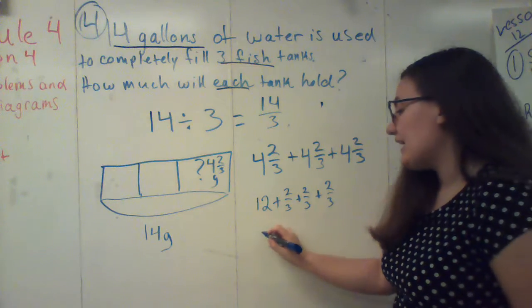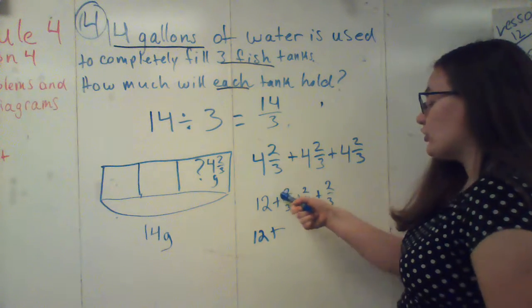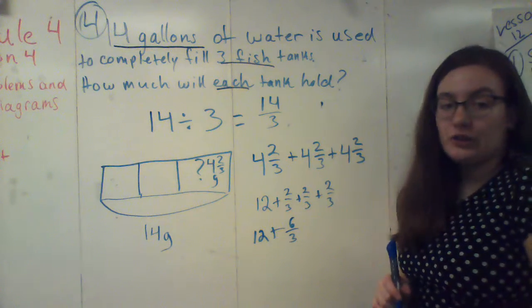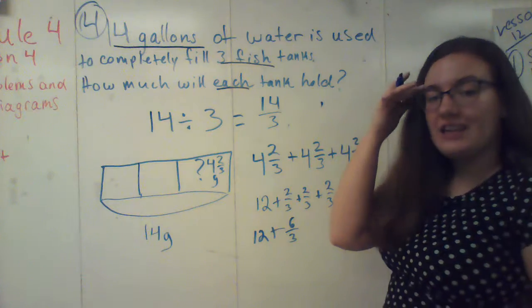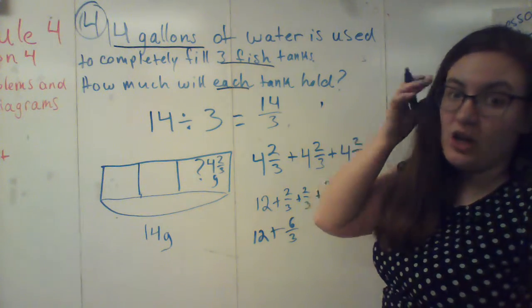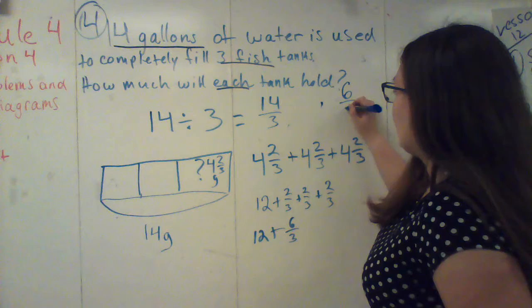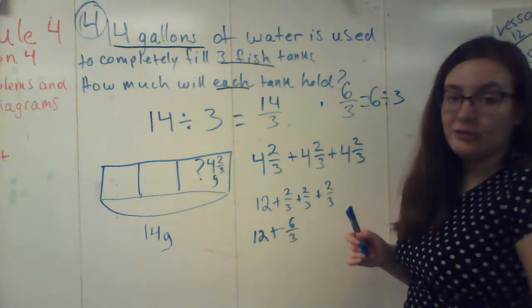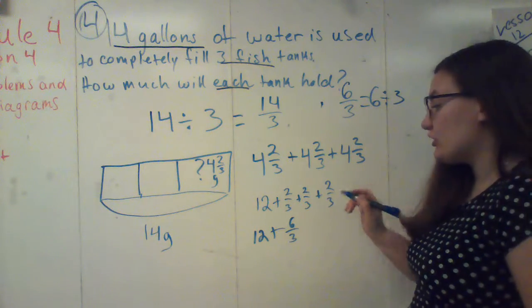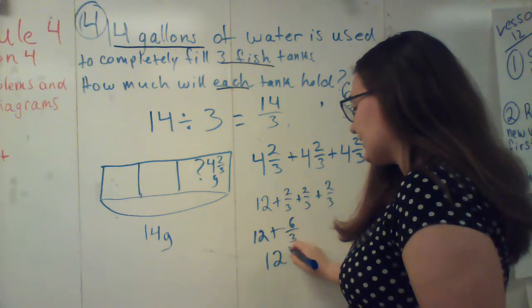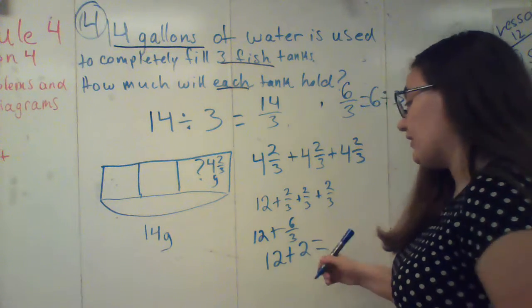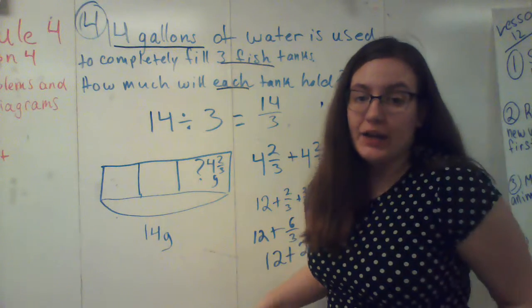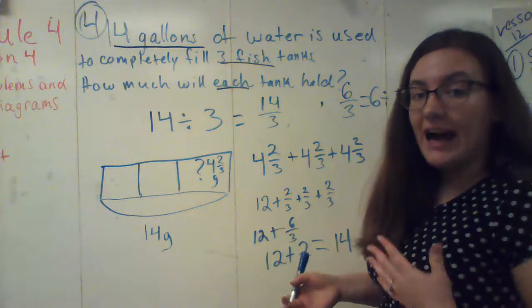So now I can have 12 plus 2, 4, 6/3. And then 6/3, remember, you could think of that as a division problem too. So 6/3 as a fraction is the same thing as 6 divided by 3. And 6 divided by 3 we know is 2. So technically I have 12 plus 2 right now, and 12 plus 2 equals 14, which matches my total that I started with overall, so I know that I got the right answer for this problem.